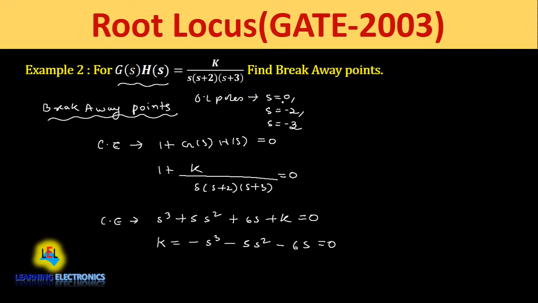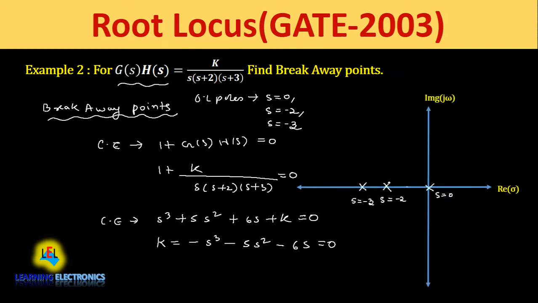Now we will plot these poles on the s-plane. When we plot these poles on the s-plane, the plot will look like this. Now if we apply rule number 3, the section between s equal to minus 2 and s equal to 0 will lie on the root locus. But when we apply rule number 3 to the section between s equal to minus 2 and s equal to minus 3, then the section between both these poles will not lie on the root locus.